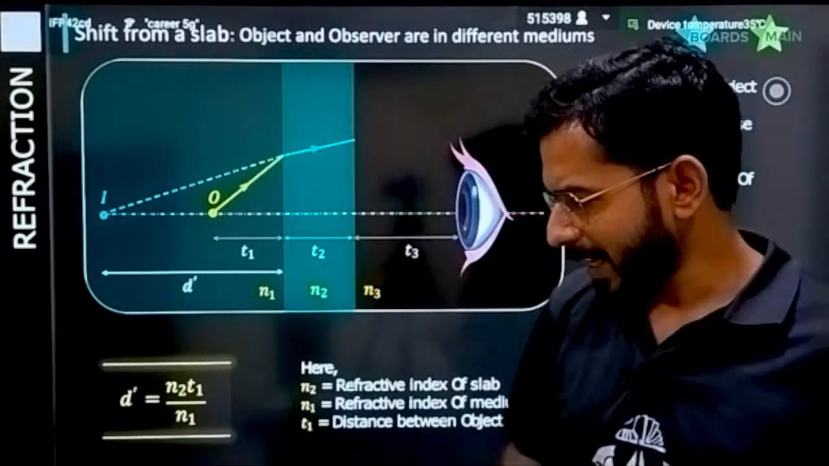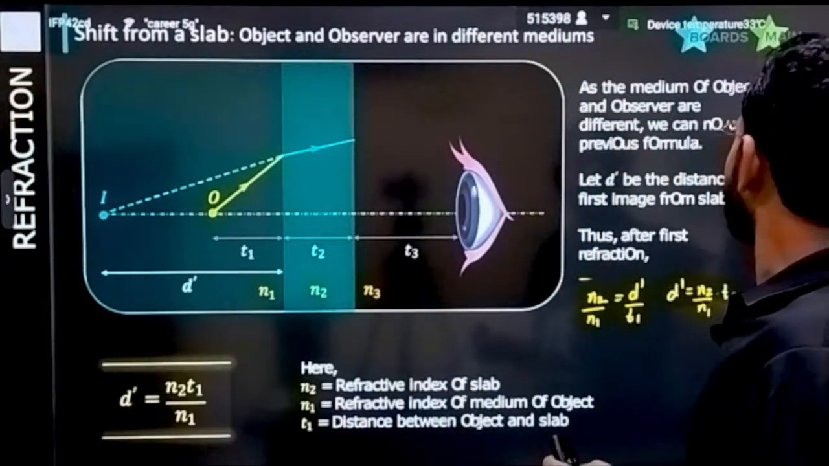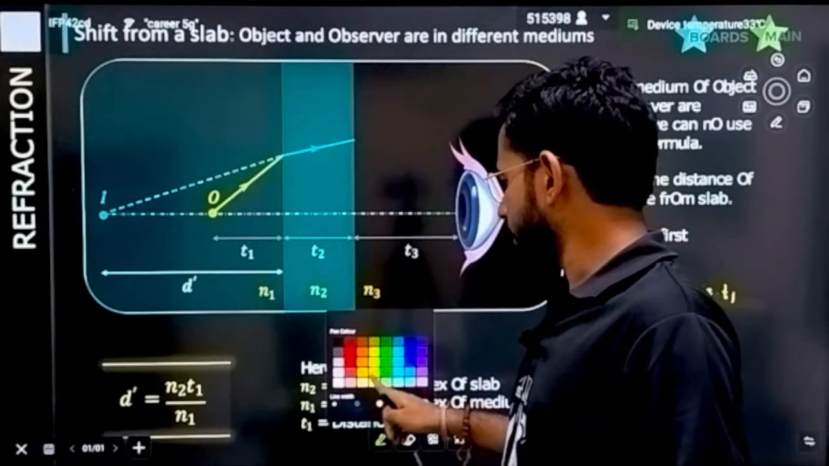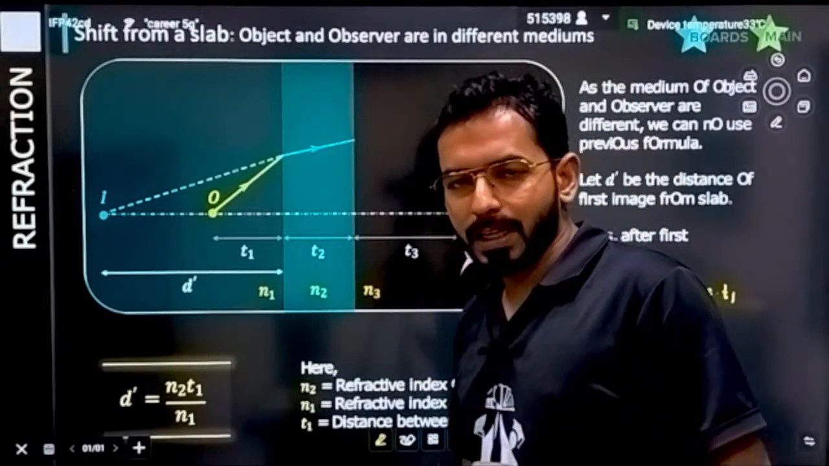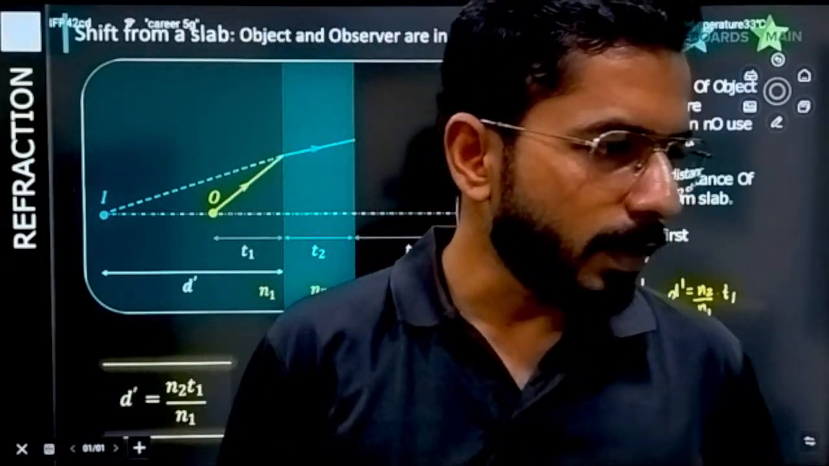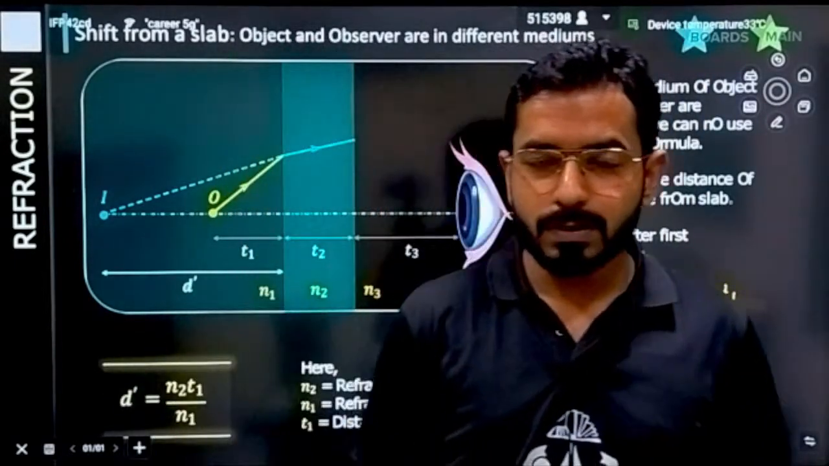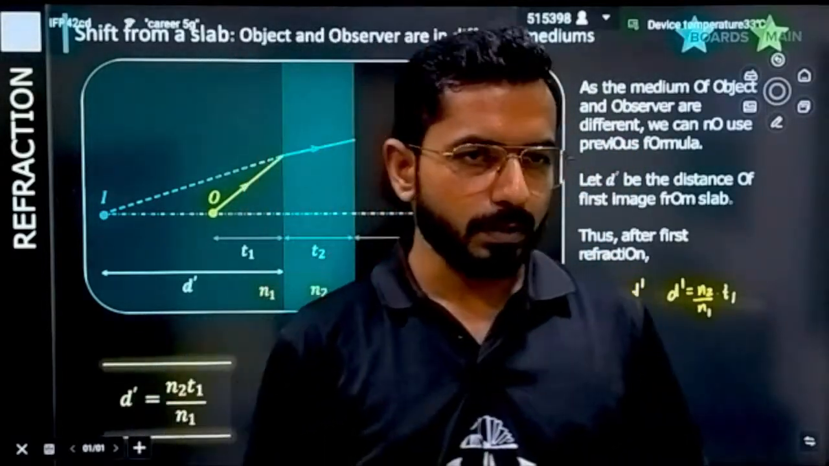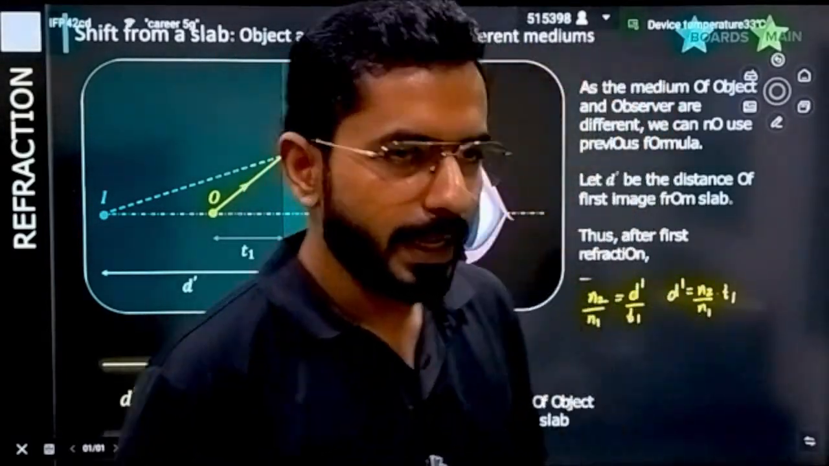So let's start from the basics only. Tell me one simple answer: what is the formula of apparent depth? Apparent depth is equal to real depth divided by n of incident divided by n of refraction, correct? This is what we have written for apparent depth.